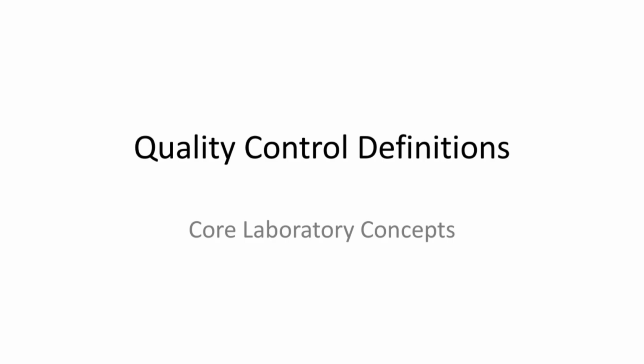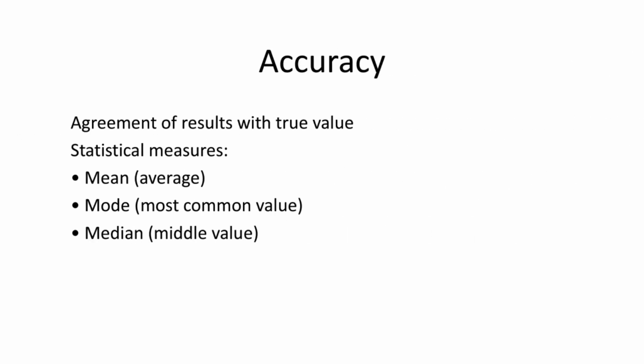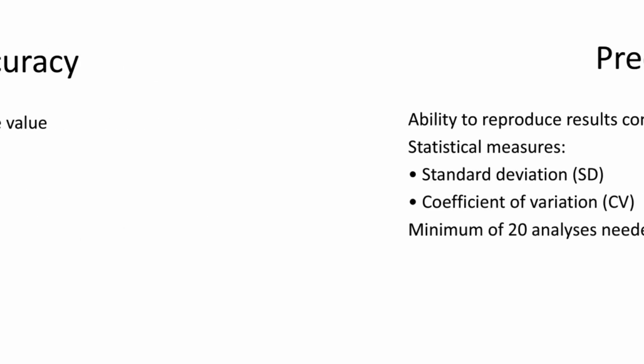Quality control definitions are essential when it comes to understanding lab processes. Let's start with accuracy. Accuracy is the agreement of test results with the true value for a substance in a specimen. Statistical measures of accuracy include the mean, or the average value, the mode, which is the most common value, and the median, which is the middle value in a distribution.